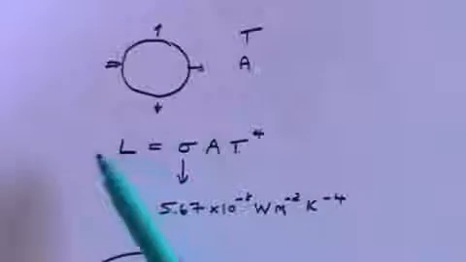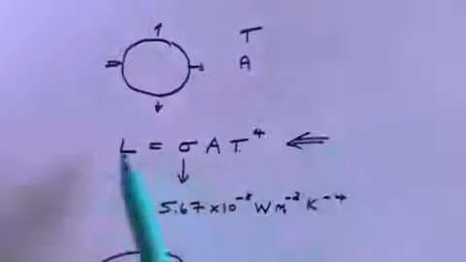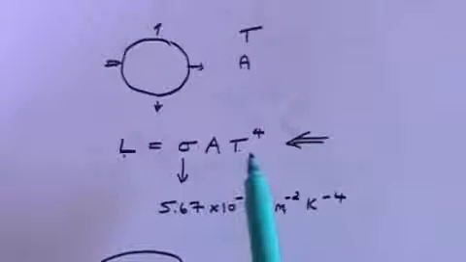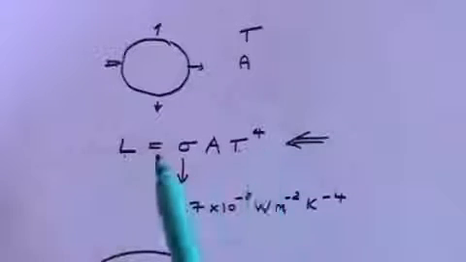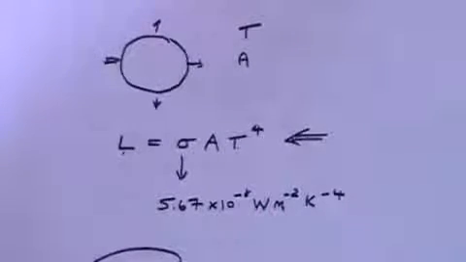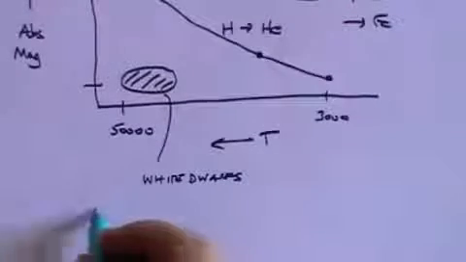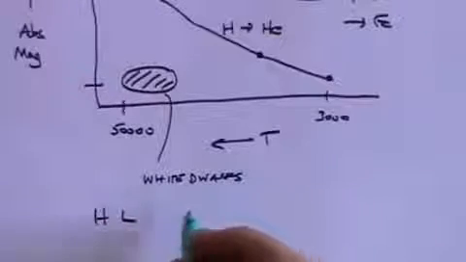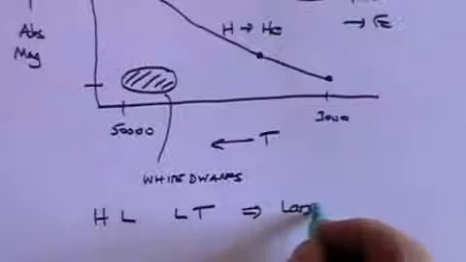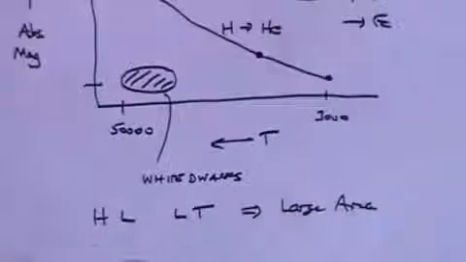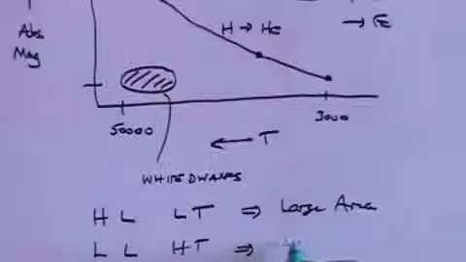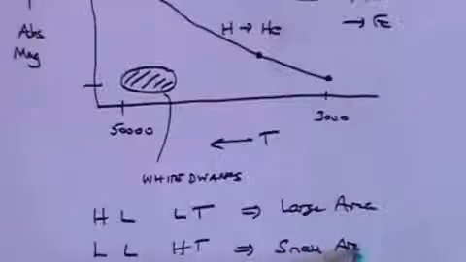But if we briefly go back to Stefan's Law, which is that the luminosity is equal to Stefan's constant times the surface area times the temperature to the power four, luminosity is dependent upon surface area and temperature. Keep that thought, then what you can conclude is that if you've got high luminosity and low temperature, that must mean that you've got a large area. And if you've got low luminosity and high temperature, then that must mean that you've got a small surface area.